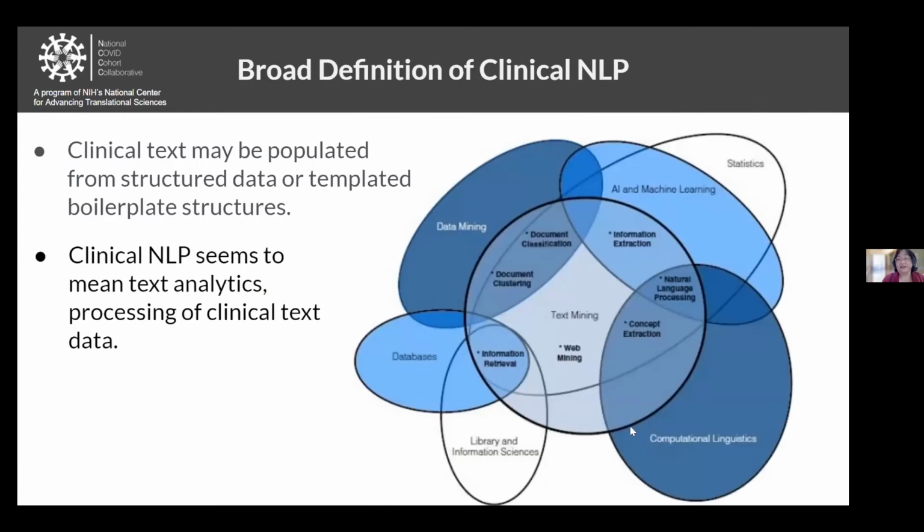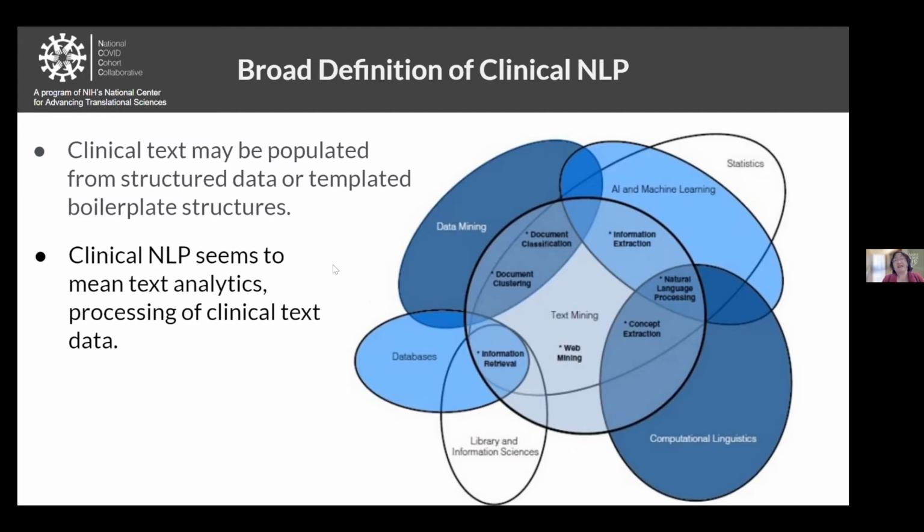So in the clinical research community, generally whenever they talk about clinical NLP, a lot of times they talk about a much broader definition of natural language processing or text analytics. Sometimes they view document classification as kind of NLP. Information retrieval may be considered as NLP, or concept extraction, information extraction, all those different pieces are viewed as natural language processing, and as a discipline in itself it is multidisciplinary.